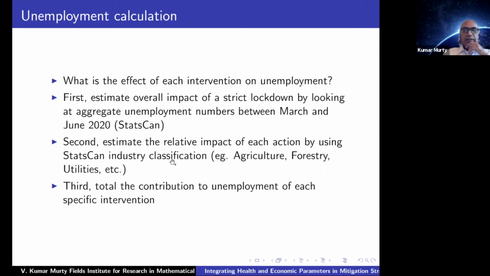Then you have to estimate the relative impact of each of these actions on that sector. That part was a kind of mystery to me, but the students in our group seem to know how to do that. Finally, across each sector you get horizontally the unemployment impact of each intervention, and then you total vertically. So across all sectors, what is the unemployment impact of each intervention?